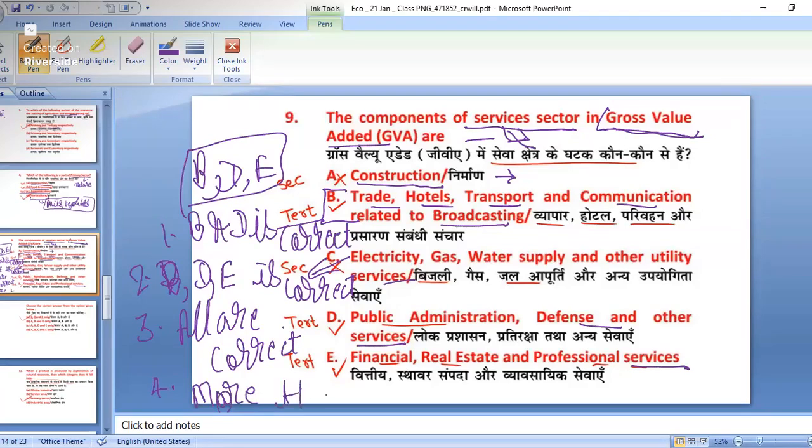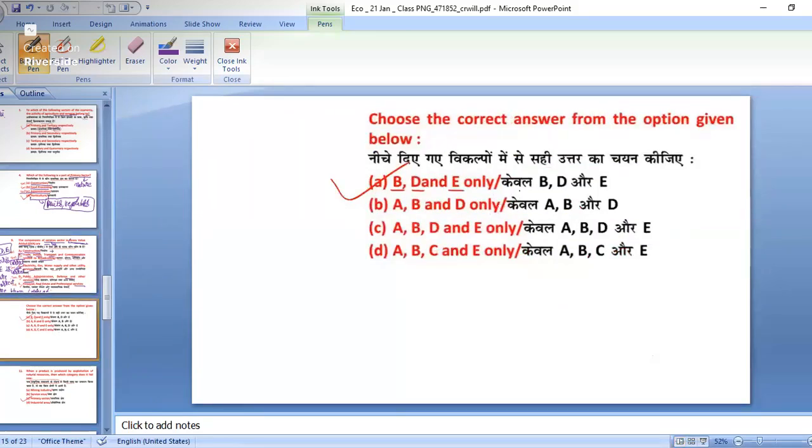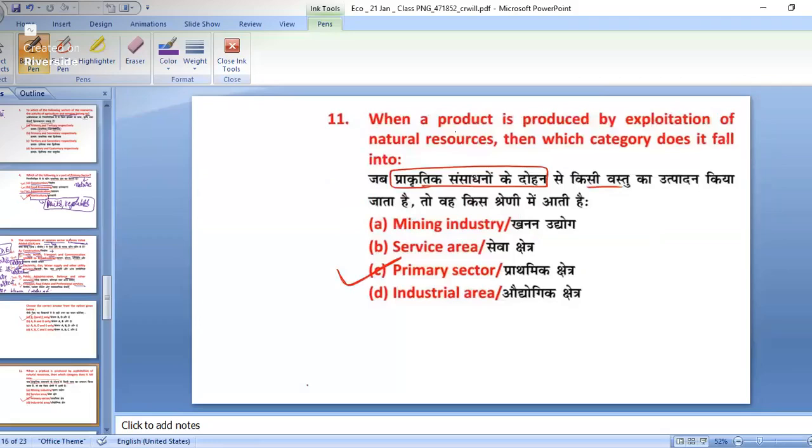More than 3 are correct. So live questions will be asked, so we must be prepared for these types of questions also. Here B, D, and E are correct. So the next question is what?